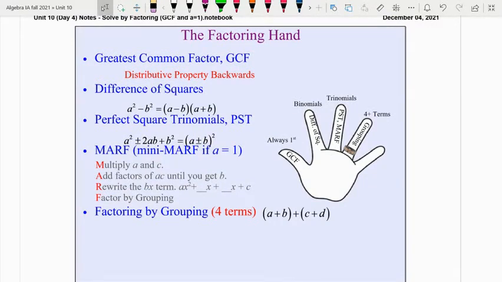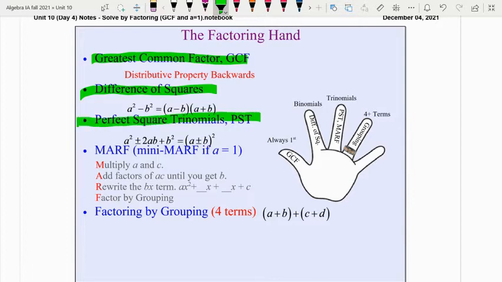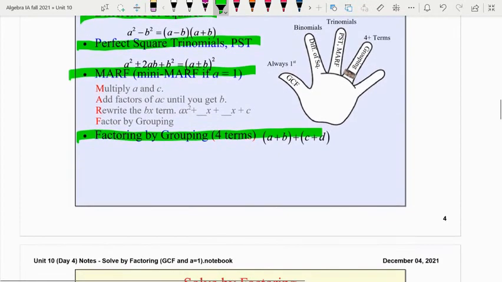Make sure you always, whenever you're factoring, do the greatest common factor first, if need be. Difference of squares, look at that first. Next, look at a perfect square trinomial. MARF, multiply AC, add B, then find the terms that multiply to A times C and add to get B, rewrite it, factor by grouping, and then factor by grouping if it's already in that form.